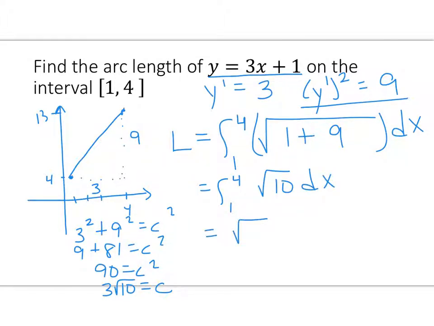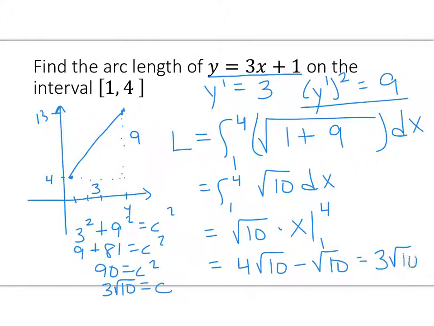So this is equal to the square root of 10 times x evaluated from 1 to 4. So I have 4 square root of 10 minus square root of 10, which gives me 3 square root of 10. Right? Now the tricky part on these sometimes is cleaning up and finding that derivative, squaring it, and evaluating the integral. But if it's not a straight line, we have to use the formula.